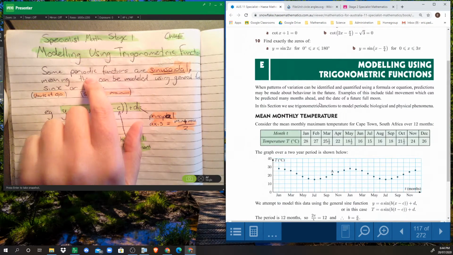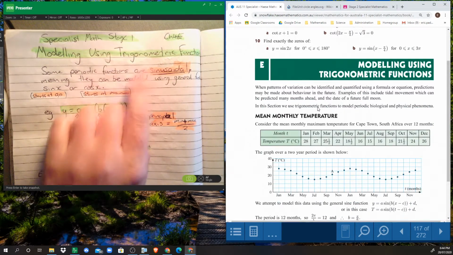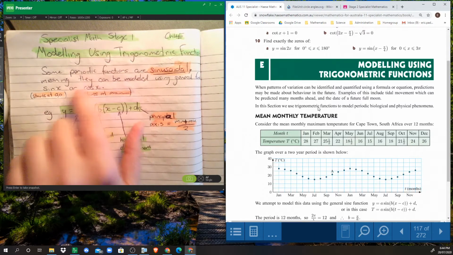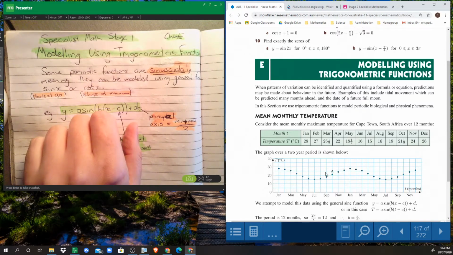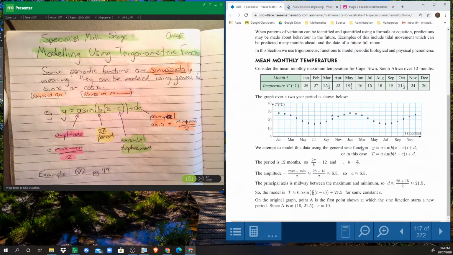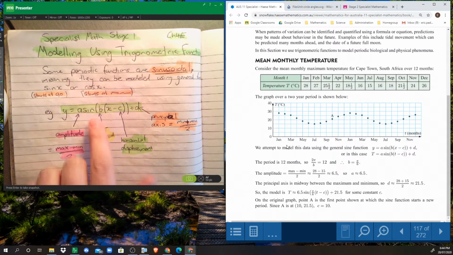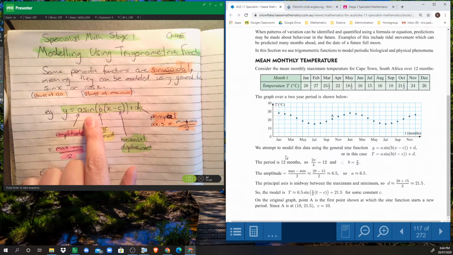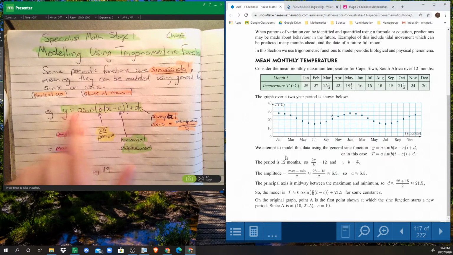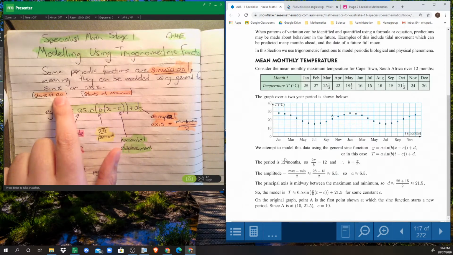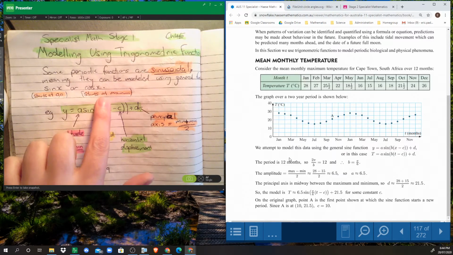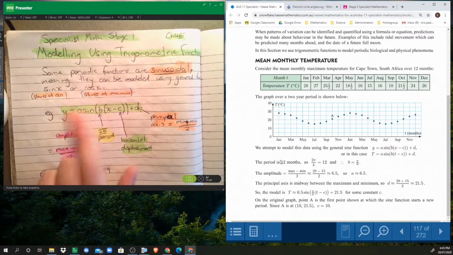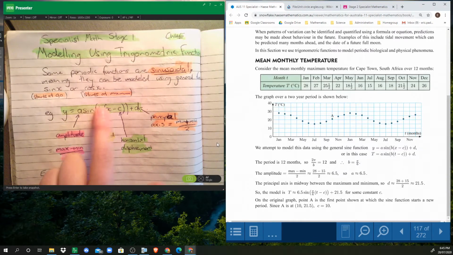Many types of periodic functions are sinusoidal, which means that they can be modeled using the general functions for sine and cosine. So they have a sort of shape that looks like a sine or cosine wave. Just a reminder, sine starts at 0, 0. Cosine starts at the maximum, in that case would be 1. But as you see, we're not going to have functions that start and end at 1 and minus 1. We're going to have values that are affected by the data.